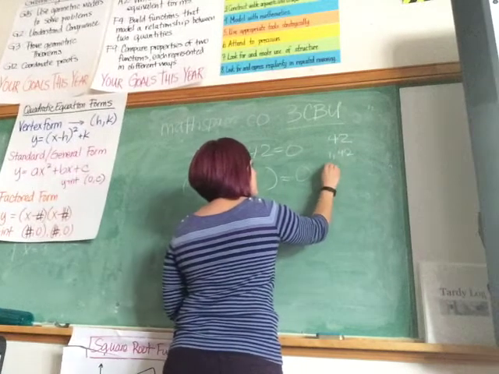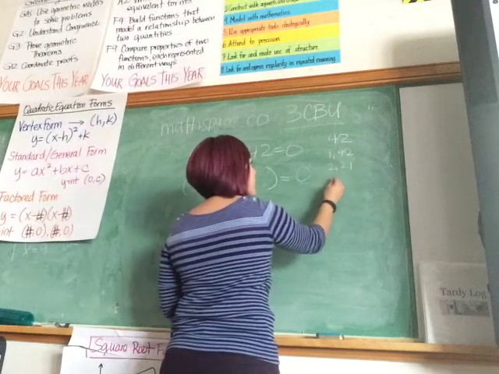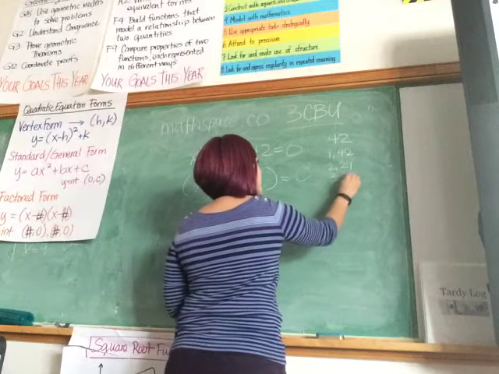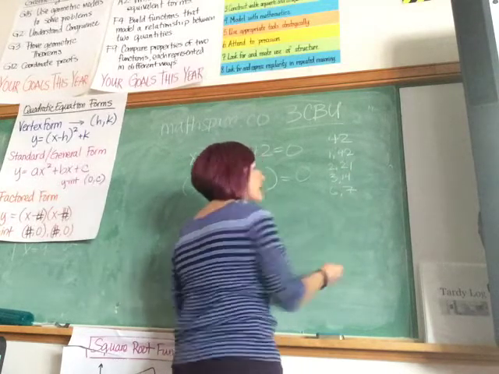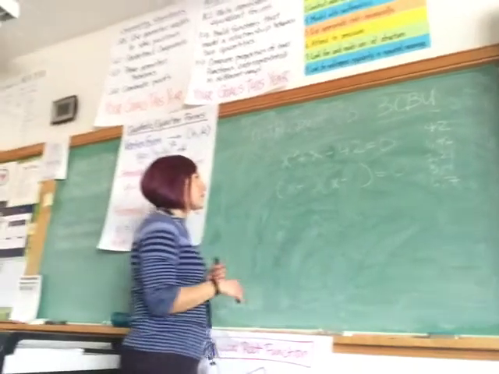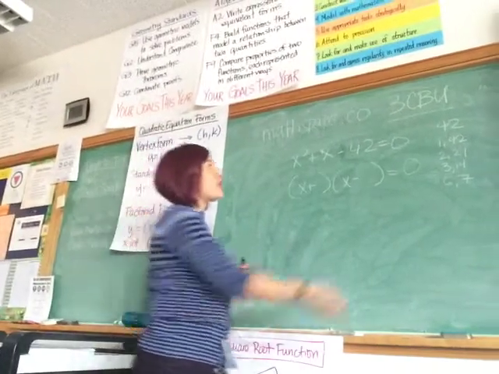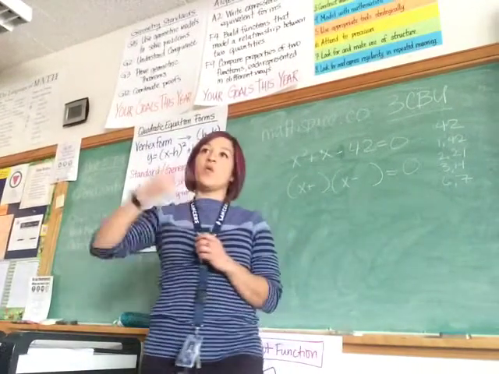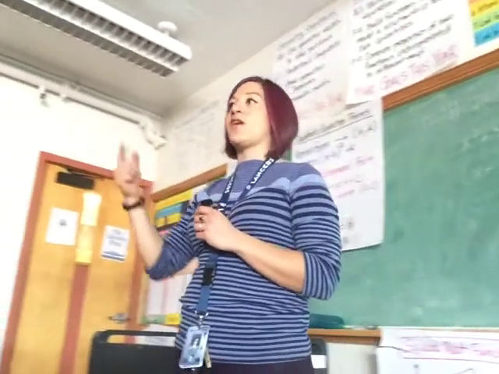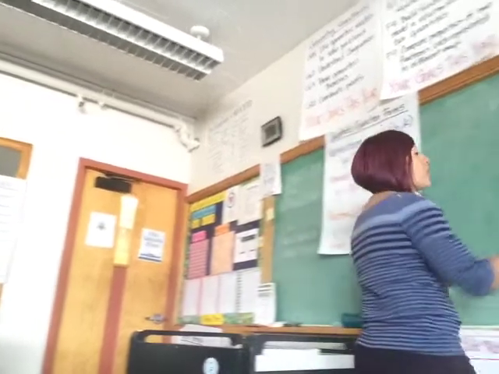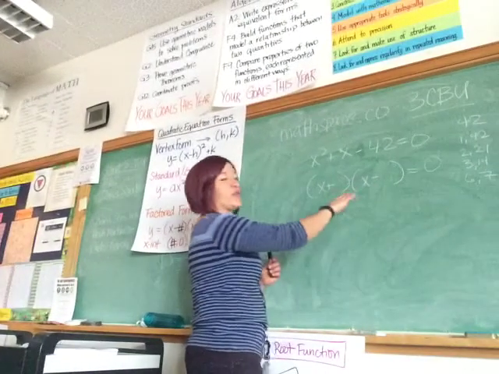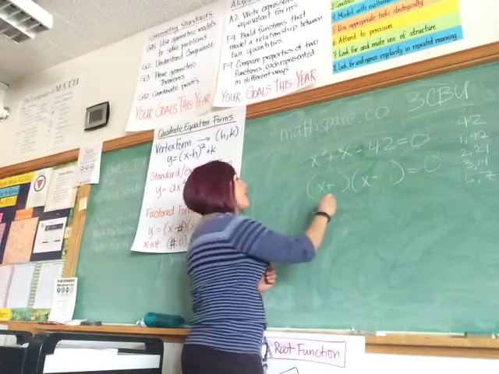1 and 42, 2 and 21, 3 and 14, 6 and 7. Is that it? Okay. So what pair could I use where one is positive, one is negative, and they add up to a positive 1? Okay, 6 and 7. So which one's positive and which one's negative? 7 is positive.